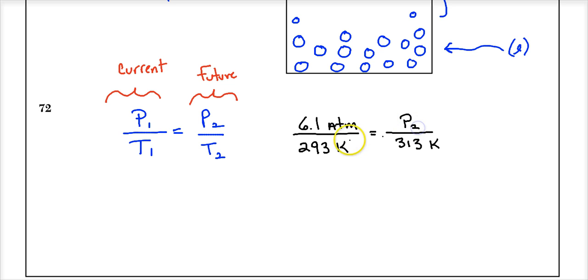It could be your P2 or X, and this is really all you need, okay? In fact, if you didn't have the units, that would be acceptable to have 6.1 over 293 equals X over 313 or P over 313. So just the setup. I know it seems odd, but they just want the setup. Now, if you calculate the pressure, whether you do it incorrectly or correctly is inconsequential here. They just want the setup. The setup is all they were looking for.